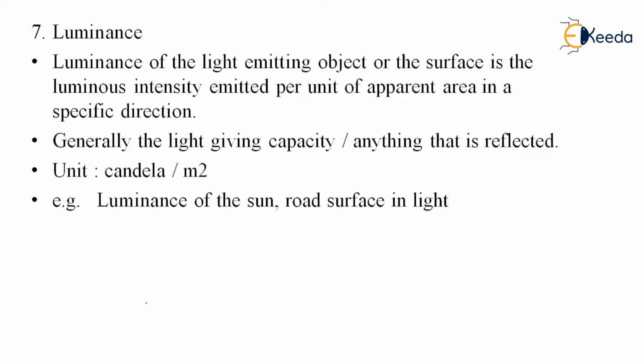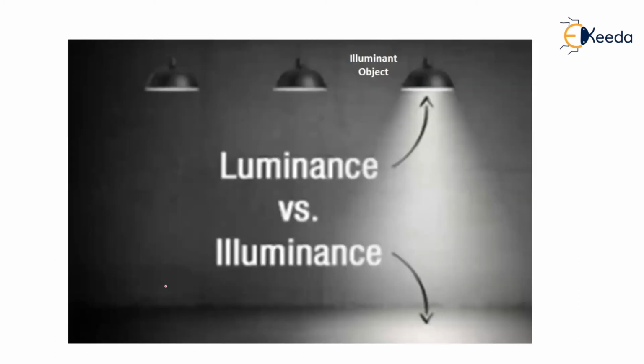Let's see. Now this is the luminance. If we say that it is an illuminant object, it means an object which gives light. Here, for this light, the illuminant object is this bulb, and how much amount of light has been given out by the illuminant object is your luminance, whereas the amount of energy falling on a said surface by that illuminant object is known as illuminance.